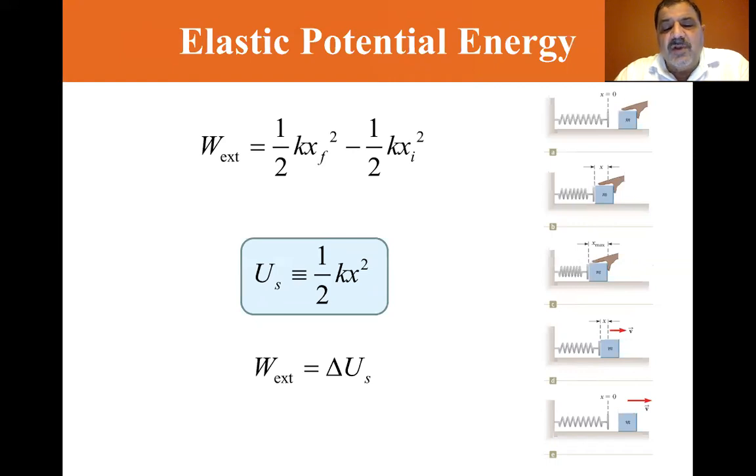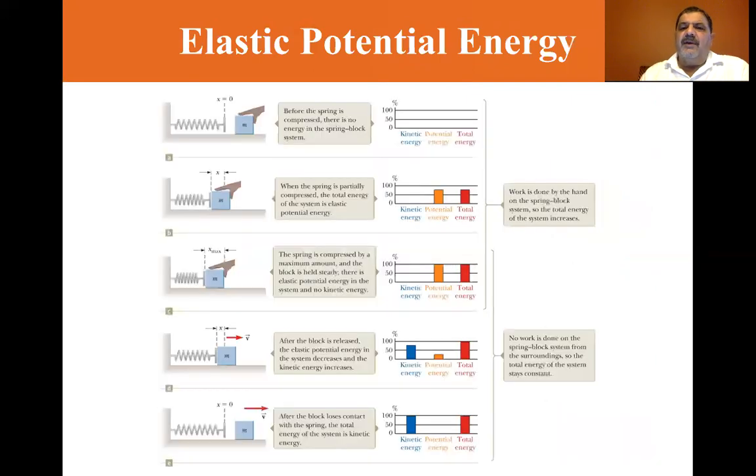U sub s is always positive in the deformed spring, because irrespective of whether x is in the positive direction or the negative direction, it's squared, and so that takes care of any negatives. It would always be a positive number. Examples of elastic potential energy storage are old style clocks or watches that operate from a wound up spring, or little wind-up toys.